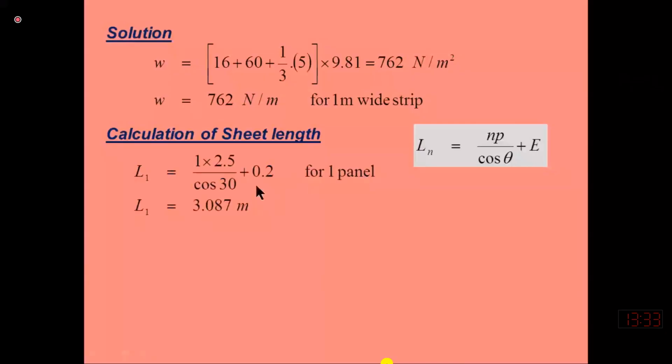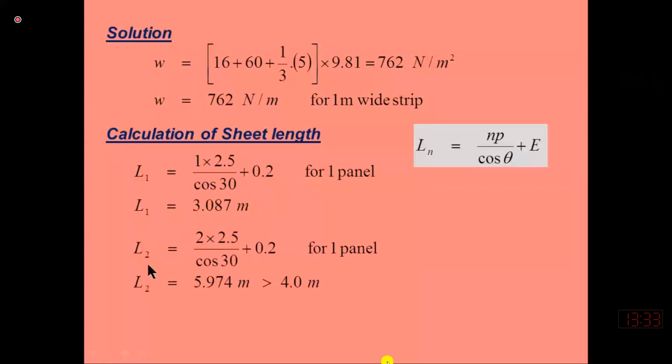For one panel, L1 is the length of the sheet for one panel: 2.5 divided by cos 30 plus 0.2. So the length is coming out to be 3.087 meters. I believe you don't need to check the length required for two panels, as that will be more than 4 meters. But anyhow, you may check.